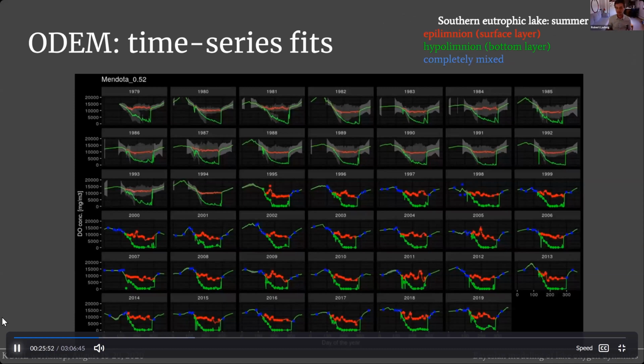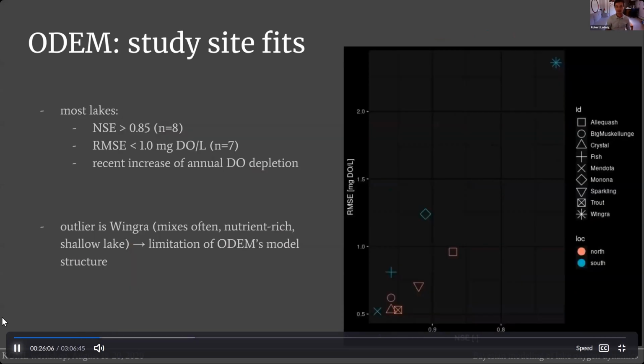And as you can see here for Lake Mendota, the results are very good. So our model replicates the dynamics of oxygen very well. If we quantify the fit for all the lakes, as you can see here on the right side with a plot of the Nash-Sutcliffe coefficient of efficiency on the x-axis against the root mean squared error on the y-axis, most of our lakes have an NSE above 0.85, so a really good fit. And also the RMSE is below 1 milligram per liter.